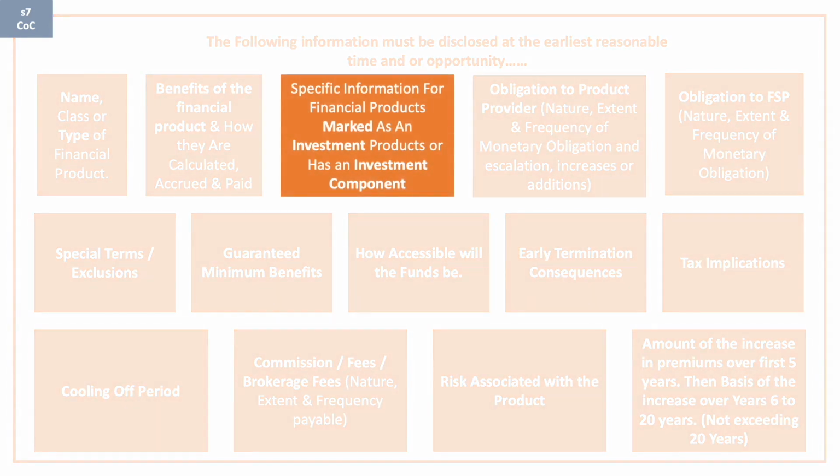Section 7, paragraph 1c, subsection 3 states that specific information for financial products marked as an investment product or has an investment component needs to be provided and disclosed. Therefore, when a financial product has an element of an investment, then there are additional disclosure requirements that need to be provided to the client about the financial product. Let's go through these disclosures.